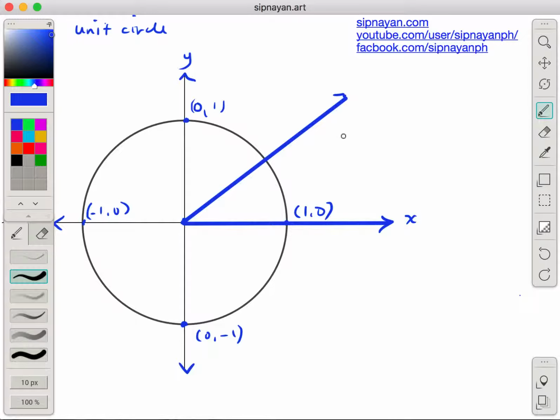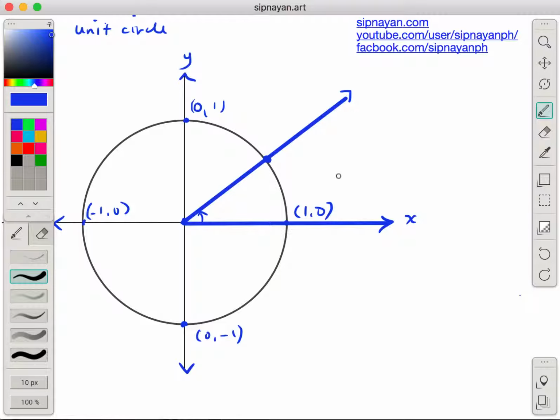Pag inikot natin siya counterclockwise, yung angle na na-form ay positive. Convention lang naman siya. So, yung angle na to is positive. However, kung pag clockwise tayo, ang angle natin ay negative by convention. Pag sinabing by convention, agreement lang yan. Nag-agree ang mga mathematicians na pag clockwise tayo, negative. But of course, using that convention, marami ng mga consequences.